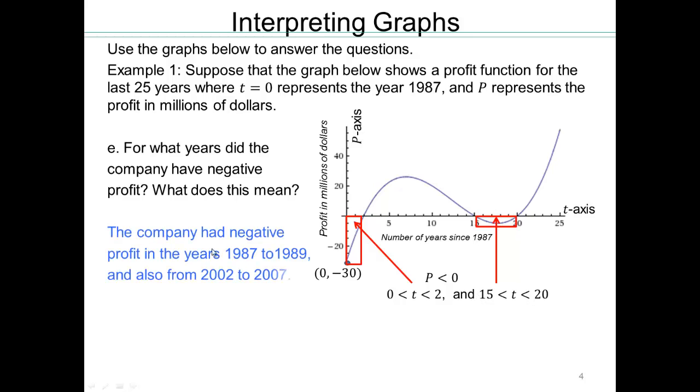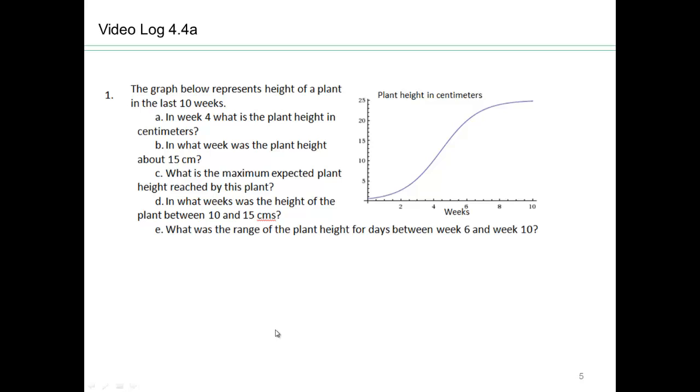So the number of years would be 1987 to 1989, 2 years since 1987. And then again from 2002 to 2007, because 15 years since 1987 is 2002. And then 5 more years after that would be 2007. Negative profit means the company lost money. All right, let's take a look at video log questions that you will attempt on your own now.